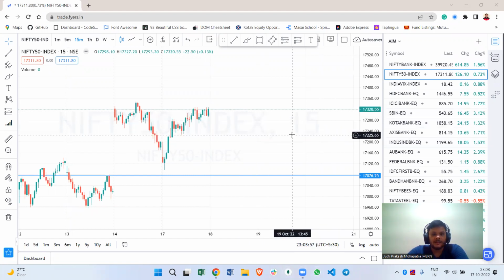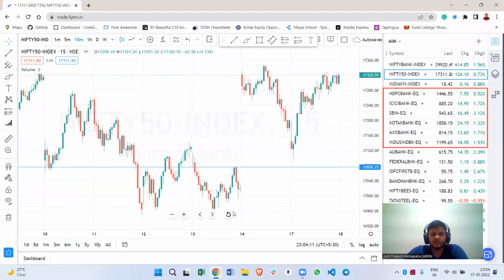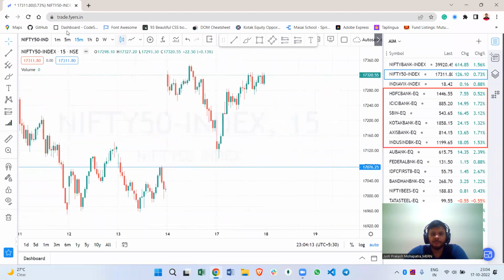Okay. Now let's look into the Bank Nifty components, because if you want to make profit on Bank Nifty options, you need to focus on these components, because Bank Nifty goes up or down by the movement of those components.